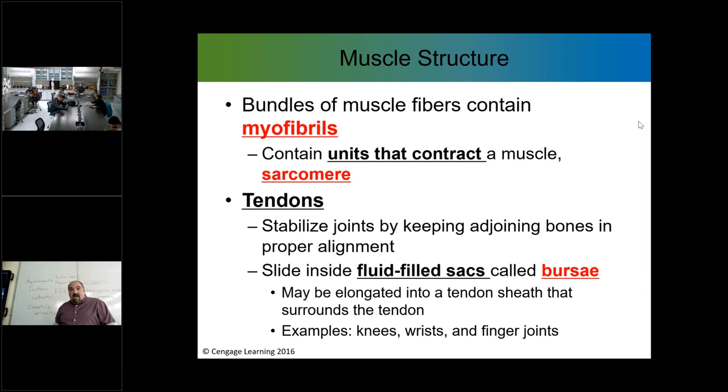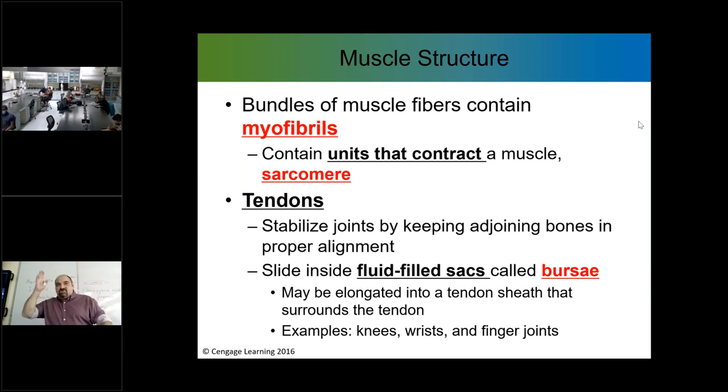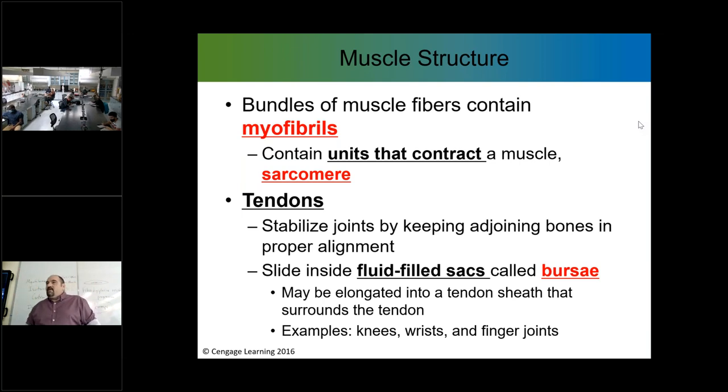Yes, indeed. And the crossing and the overlapping of these myofilaments allows for the striations that we saw earlier in skeletal muscle as well as in cardiac muscle.